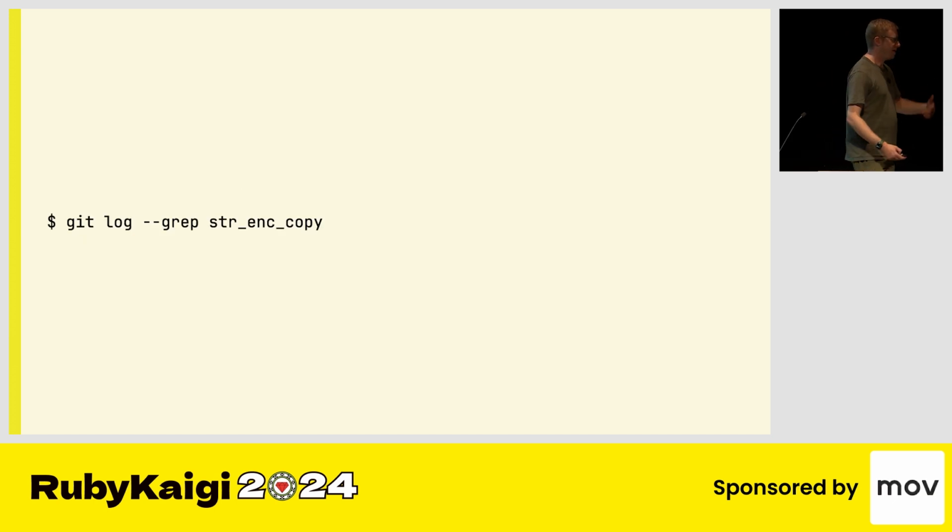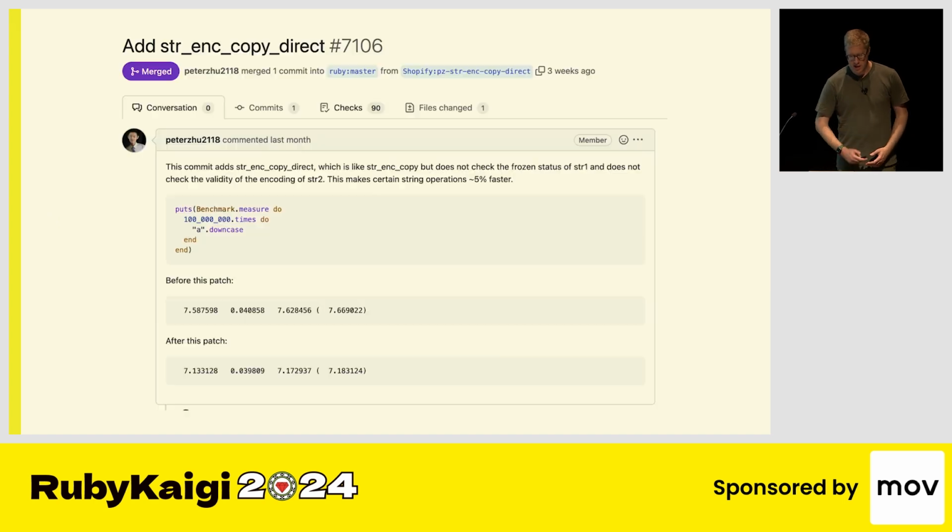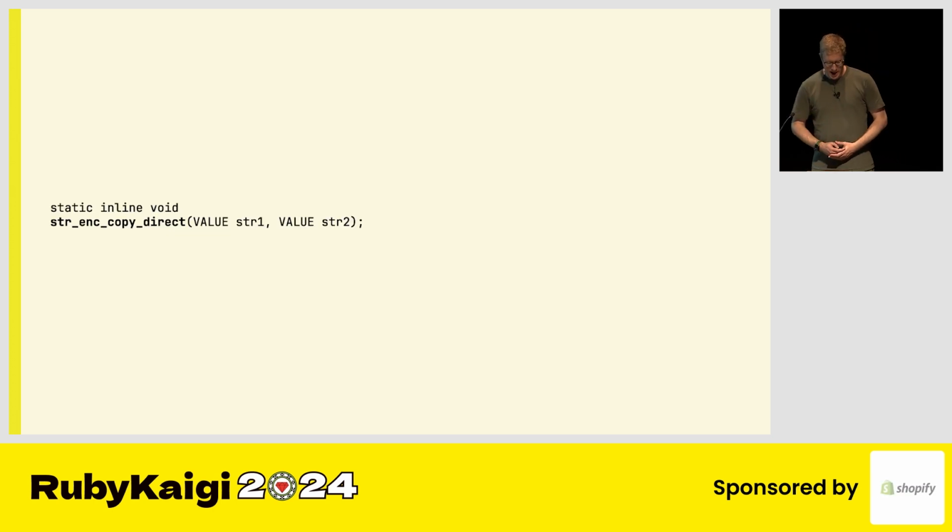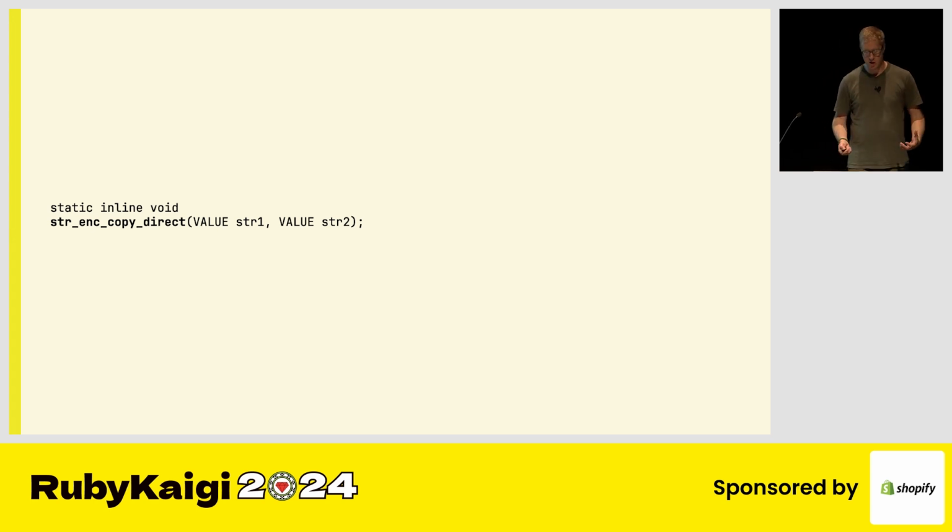So I went to research about this public API function and see if any alternatives existed. And I found that serendipitously, Peter, my colleague at Shopify, had run into a case where these safety checks had impacted performance of other string functions, and this was just a few days prior to when I was actually doing this work. And Peter's solution was to introduce a private function, rb_str_enc_copy_direct. And this sets up the encoding, but skips all those safety checks that are part of the public API, so it's much, much faster.